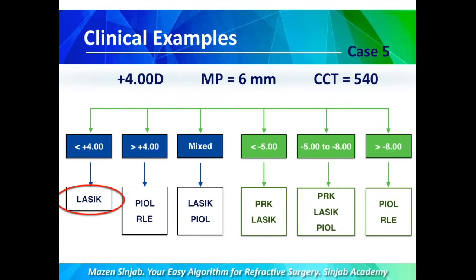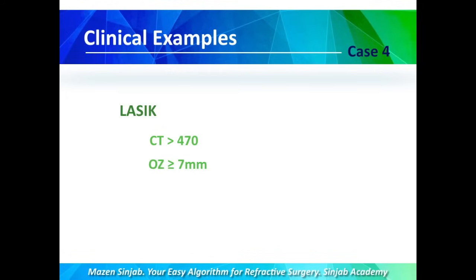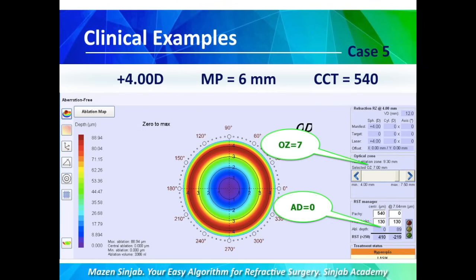Starting with LASIK, two conditions for LASIK here. Pre-op corneal thickness should be at least 470 microns, and the optical zone should be at least 7 millimeters. Now, for an optical zone of 7 millimeters, the ablation depth is 0. Why? Because it is a hyperopic profile, and in the hyperopic profile, the ablation will be at the periphery or the mid-periphery of the cornea, while in the center of the cornea, there will be no ablation.